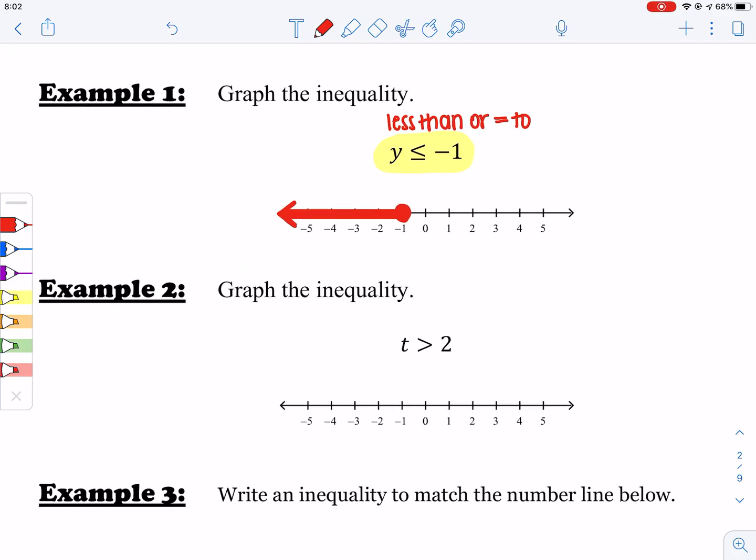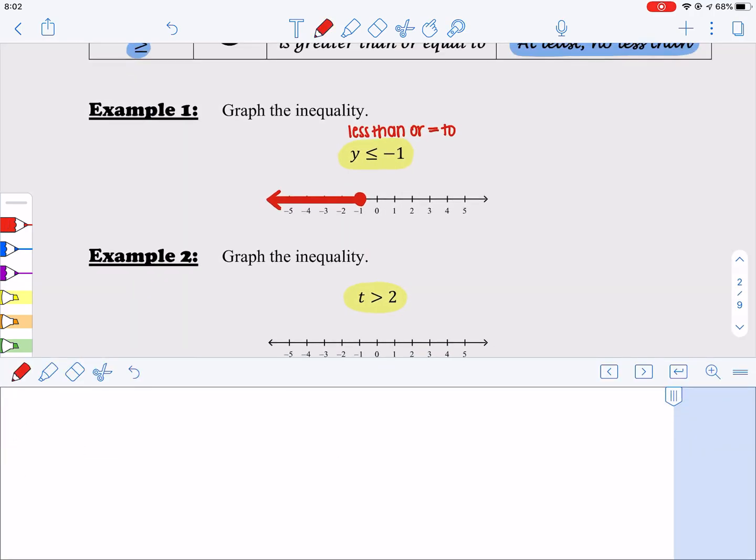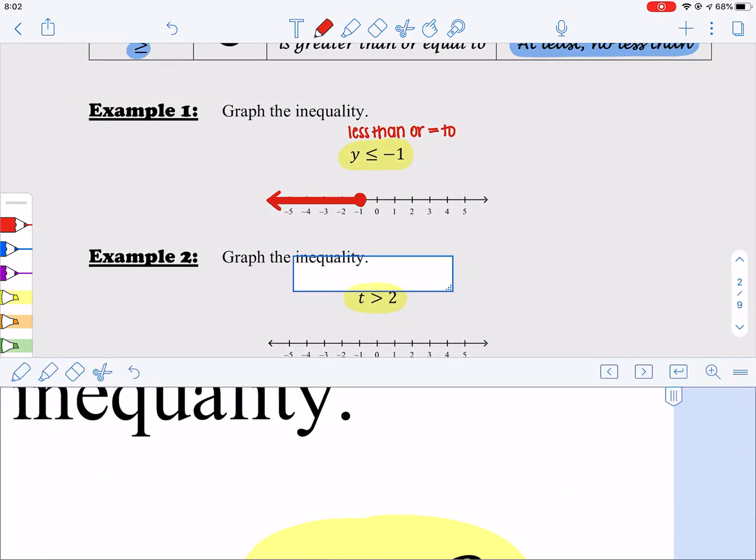Okay. All right, let's try another one. For this one, graph the inequality t is greater than 2. Again, I need you to graph every value that is bigger than 2. Let's remind ourselves that this symbol right here with the t is greater than. So let's put greater than.